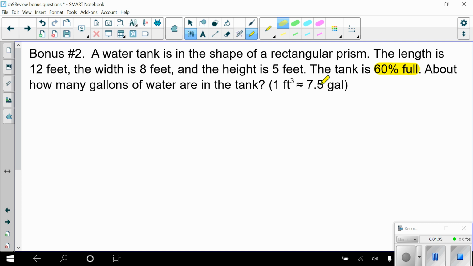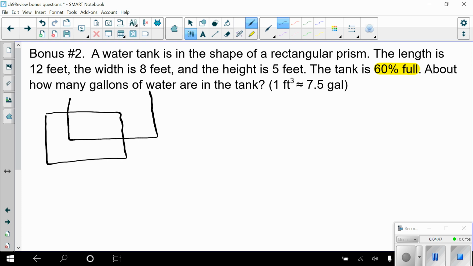So why don't we get a visual of what this tank looks like? So it is in the shape of a rectangle. To draw a prism, you draw the rectangle twice and kind of connect the sides with lines. All right, that's a rough idea. Okay, so it says the length is 12 feet and the width is 8 feet and the height is 5 feet.